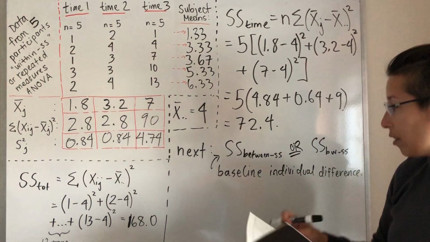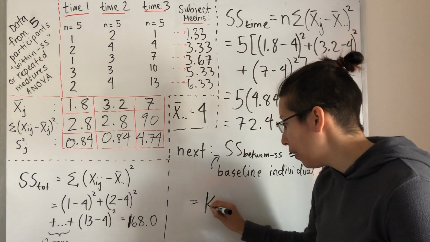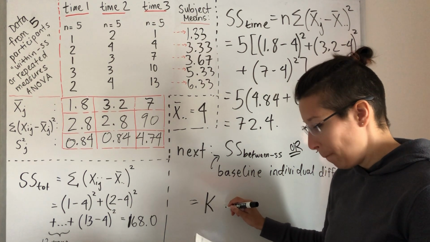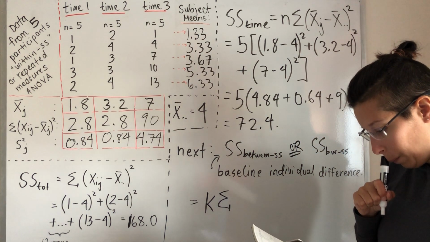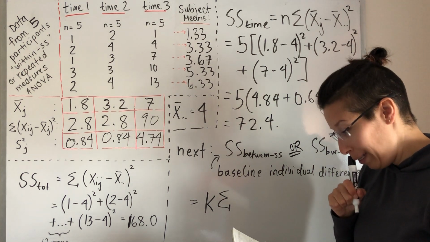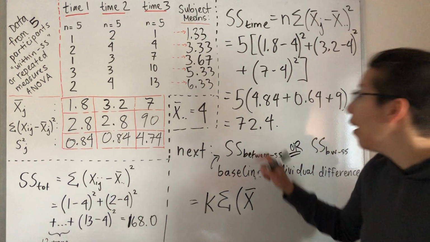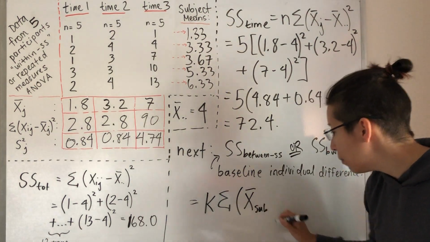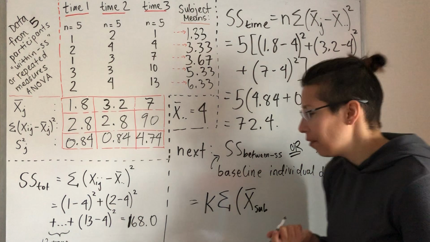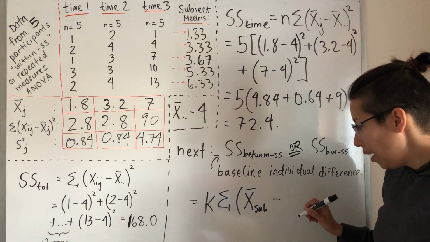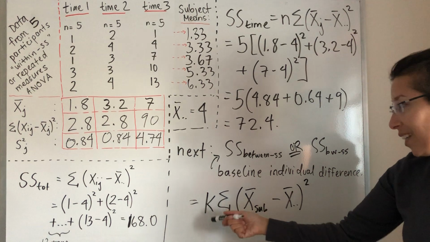The way that you do that is, there's a neat formula for that, and it goes K times the sum of each of the subject means. I'm sure there's a better index for it, but I didn't pick one, so I'll just call it sub for the subject means. Then we subtract the grand mean from each of those, we square those, and then we sum them, and we multiply by this k.